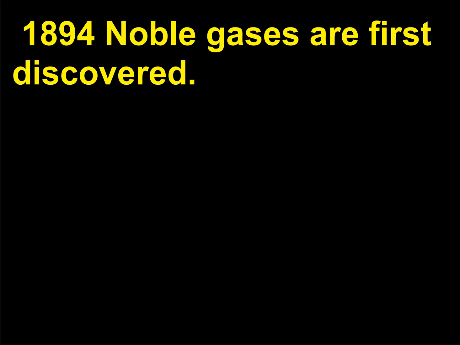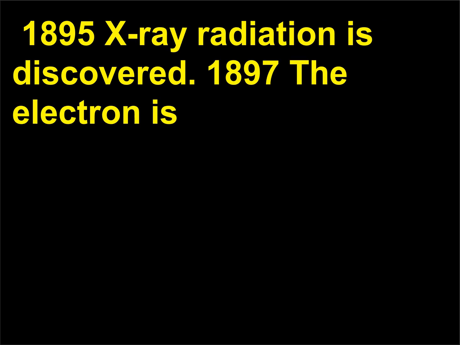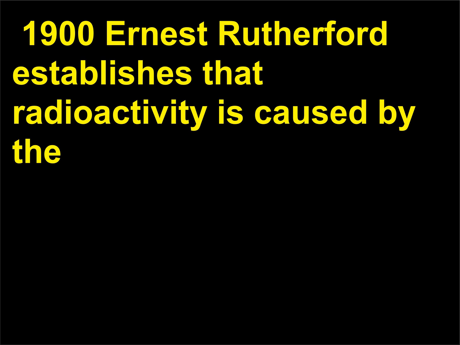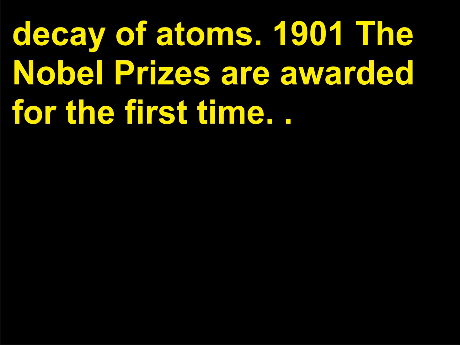1894: Noble gases are first discovered. 1895: X-ray radiation is discovered. 1897: The electron is discovered. 1900: Planck's constant is first introduced by Max Planck. 1900: Ernest Rutherford establishes that radioactivity is caused by the decay of atoms. 1901: The Nobel Prizes are awarded for the first time.